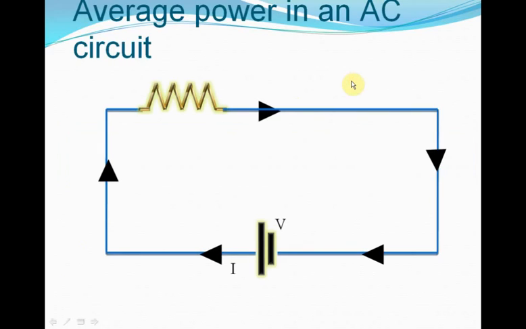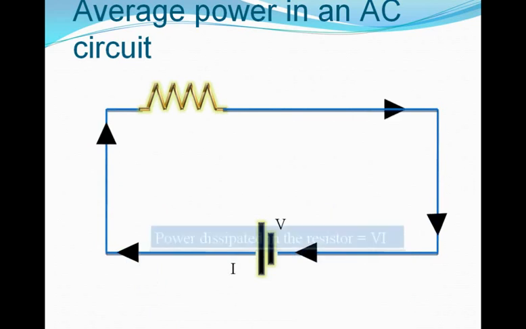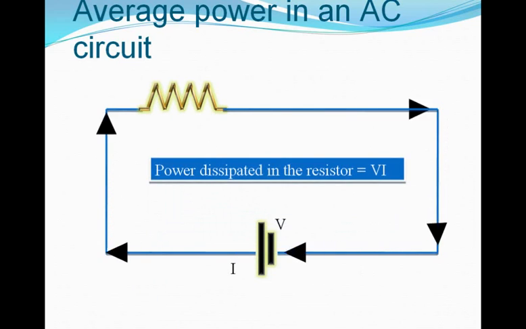Let's now try to calculate the average power dissipated in an AC circuit. It's easy to calculate the power dissipated in a DC circuit. If you have a DC battery like this, and if you have a resistance connected to the DC battery, clearly VI represents the power dissipated in this resistance, isn't it? There's no doubt about it. It's very easy too, because the value of V is constant, I is constant. You simply multiply V by I.